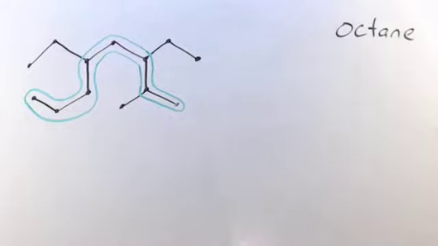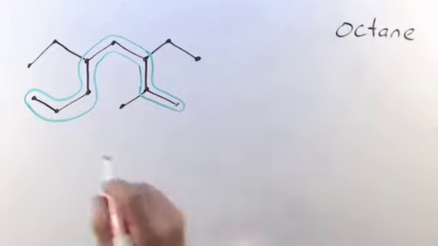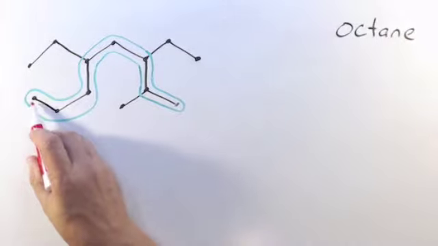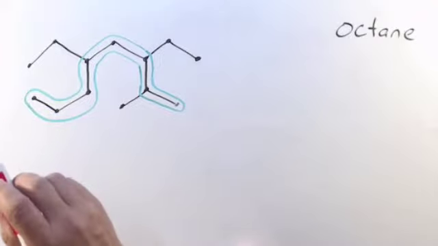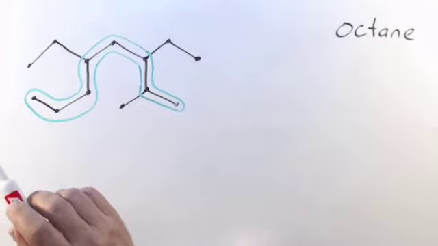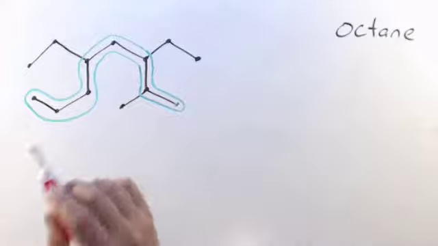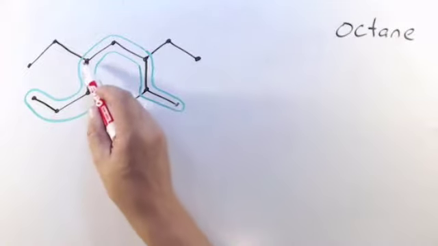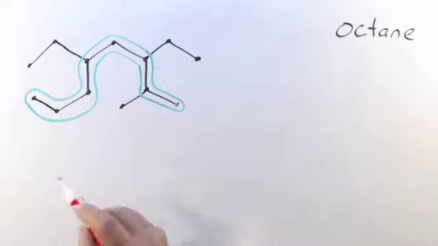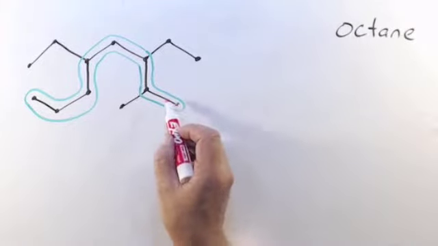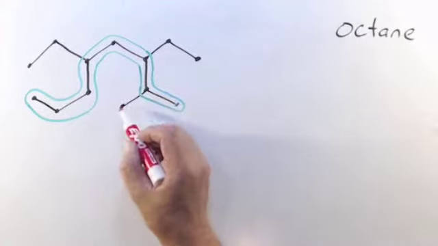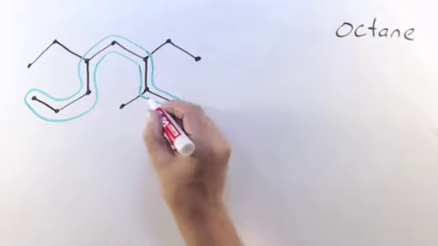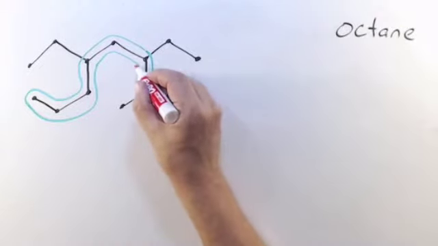To figure out where they're coming off, I'm going to have to decide which end of the chain to number things from. Now, if I take a look at the left, again, the rule is that you number it from the side that has the closest branching point. If I number it from this side, I don't hit my first branching point until the fourth carbon. If I number it from this side, I hit the first branching point on the second carbon. So we're going to number it from this side.